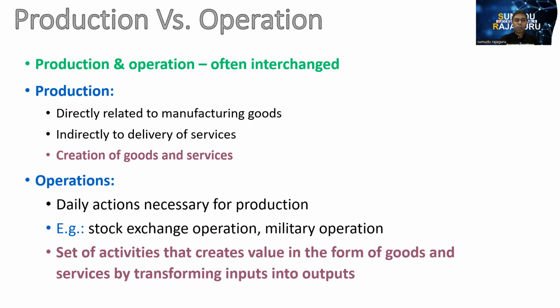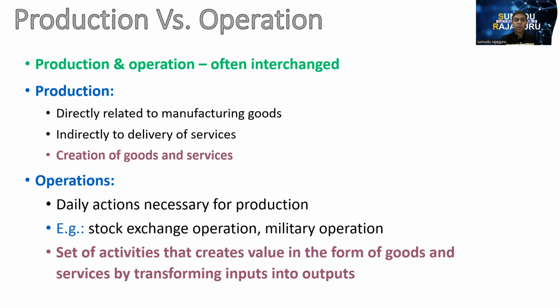So when we talk about production, it is directly related to the manufacturing of goods, and indirectly to the delivery of services. Production is directly when we manufacture some goods; that is related to production activities. But when we consider operation, in the production activity, the daily actions which we want to take, we can call operations.